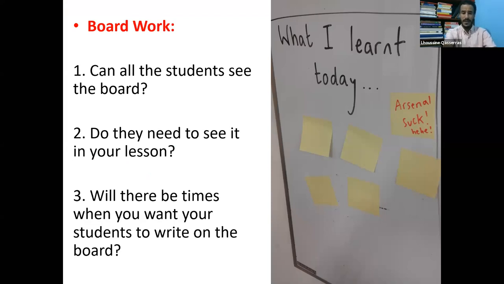And number three, will there be times when you want your students to write on the board? Yes, very effective strategy. You have to invite learners also to write on the board, to write corrections, some keywords, some interesting information. You motivate them. They like going to the board and writing. They really like it. So these are the questions you have to ask when we are dealing with the board work.